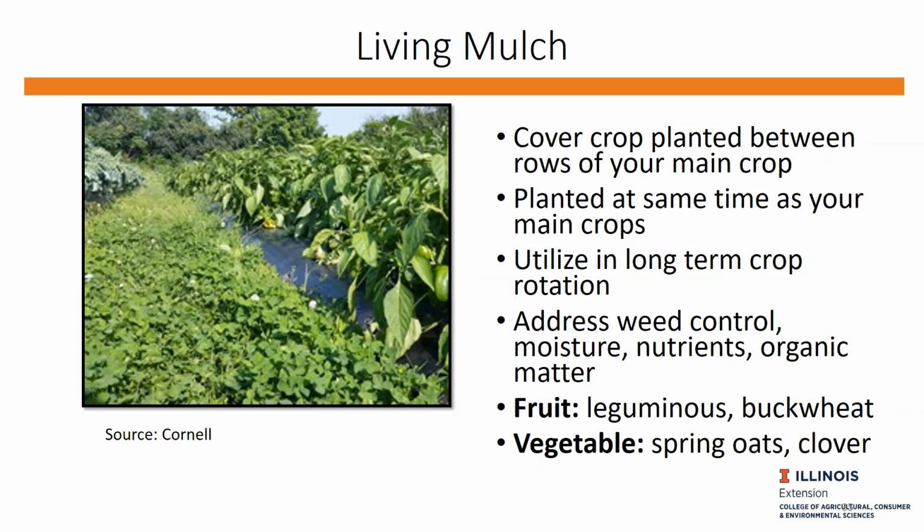For fruit production, this looks to be leguminous buckwheat. For vegetables, sometimes spring oats as well as clovers fit within the system pretty well too. But it is basically a cover crop planted between the rows of your main crop, and this could allow you to add more organic matter between seasons for certain growing areas on your operation and not grow anything in there. And yes, it is acting as weed control, but it also could be adding additional good organic matter for those rows that maybe need a little bit of a break between seasons.